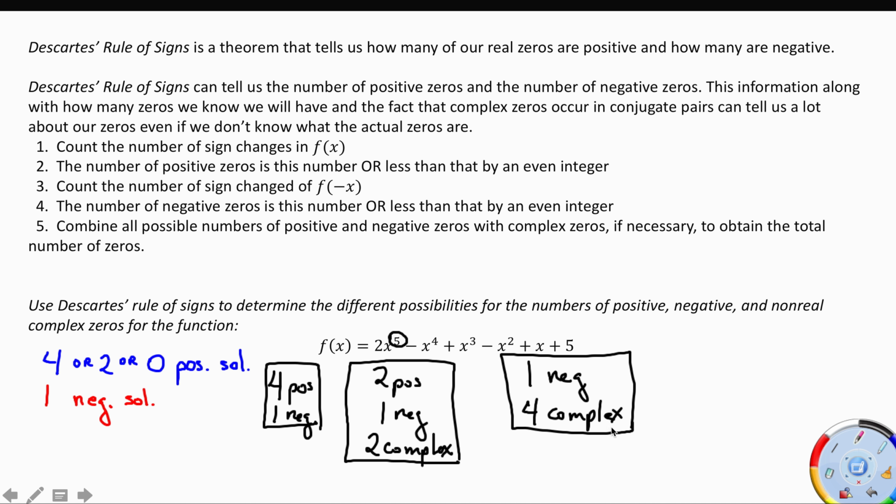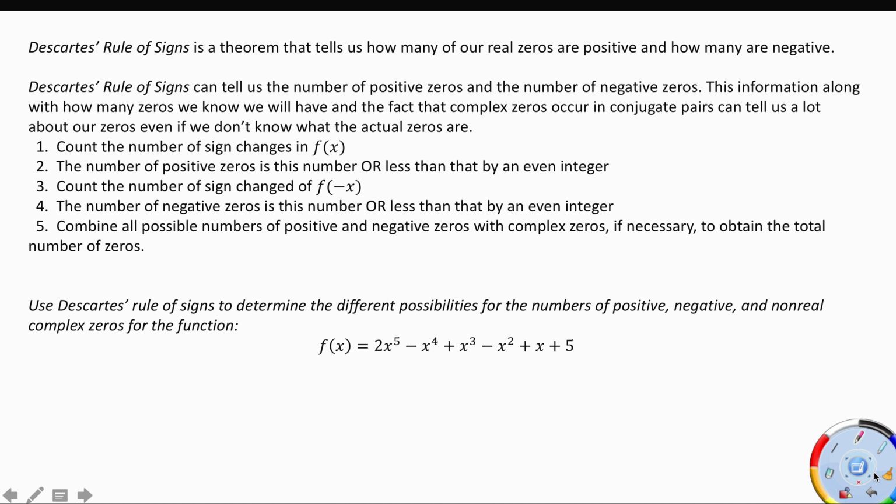So using Descartes' rule of signs to tell us the different possibilities. However, we're going to use Descartes' rule of signs mostly to see if we can narrow down our work in trying to find the zeros of these functions.